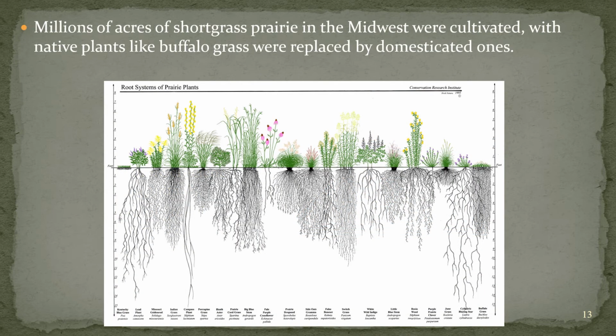Millions of acres of shortgrass prairie in the Midwest were cultivated, with native plants like buffalo grass being replaced.